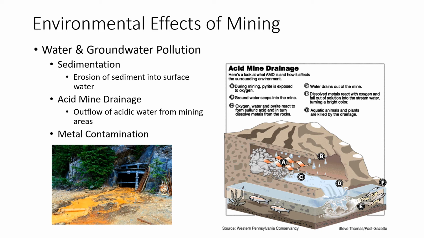acid will dissolve metals into the water, and then the water drains out of the mine, and you end up with acidic, metallic, right, or metal contaminated water. And that's no good for aquatic life or really any life. And so just leading from that, right, is metal contamination. So I'm mining for metals, there's going to be metals exposed.